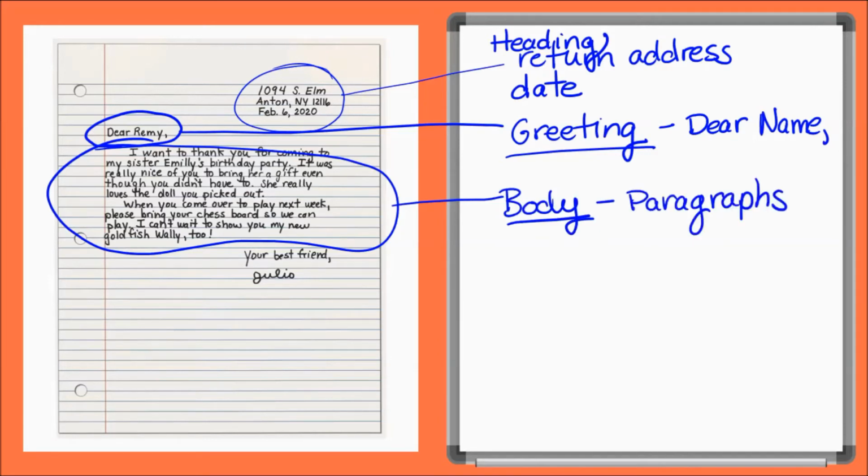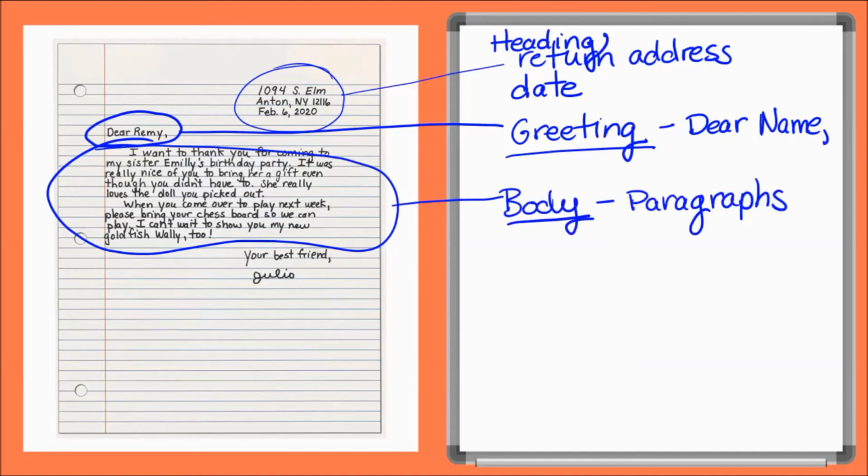The next part is the body. Example, the body of the letter here has 2 paragraphs. Notice that these 2 paragraphs here are indented. Remember these indents? Just like when we were writing a paragraph. We have to leave a space before each paragraph. Do you remember?